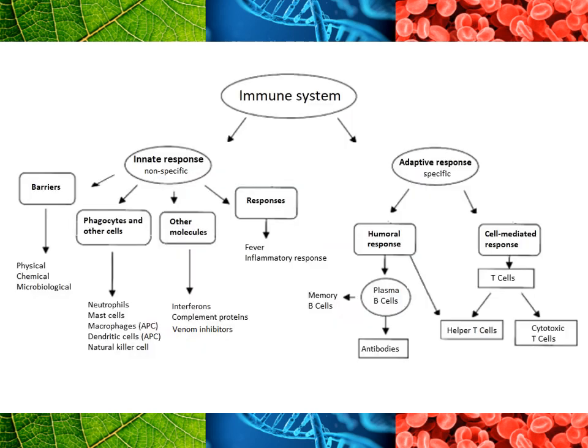Okay, so we've done barriers. We've looked at the role of phagocytes and other cells. We have looked at today what interferons, complement proteins, and venom inhibitors do. And we've gone through these two really important processes of fever and the inflammatory response. Okay, I know there's a fair bit to that. It's quite a lot of information in there.